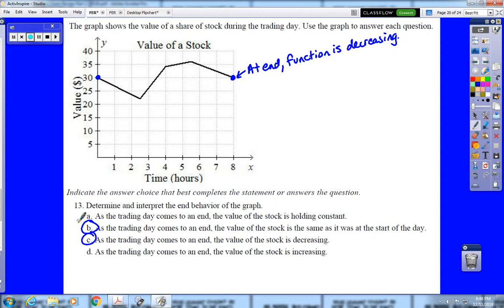Now, I guess in theory, though, given the way the question is worded, it does say interpret the end behavior. And B, this answer is correct, but it has nothing to do with the end behavior. So that must be what they're shooting for there. We're only looking at what happens at the end of the day. And at the end of the day, that particular chunk of the function is decreasing. It's getting smaller. So C would be the correct answer to that question.